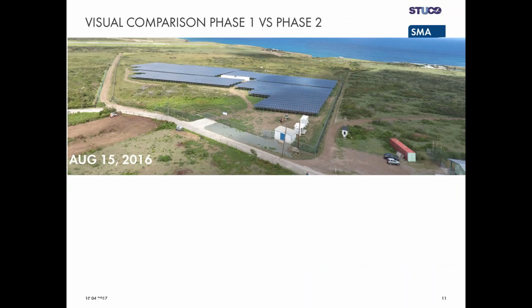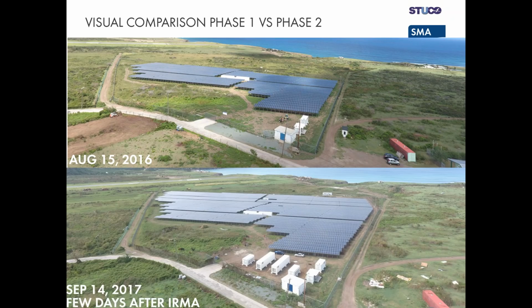This is a visual of phase 1, August 15, 2016. And the second photo indicates phase 2, September 14th, after the passing of Hurricane Irma. The solar park was completely intact, thank God.